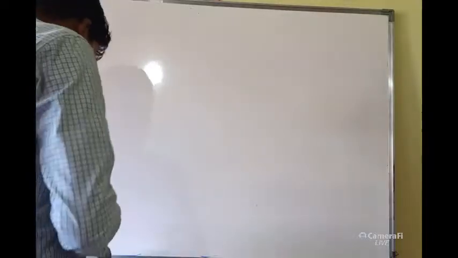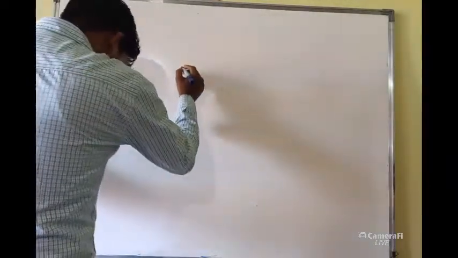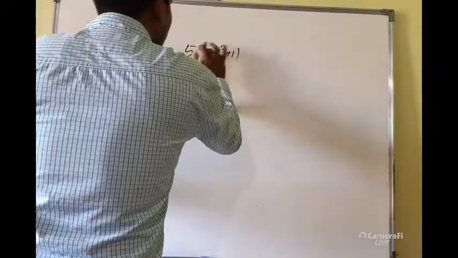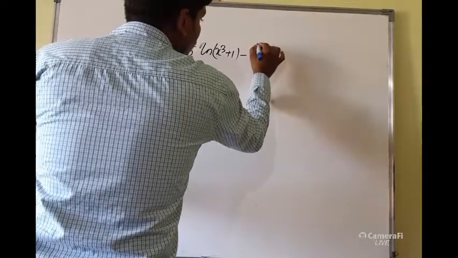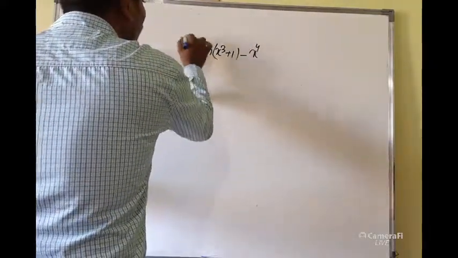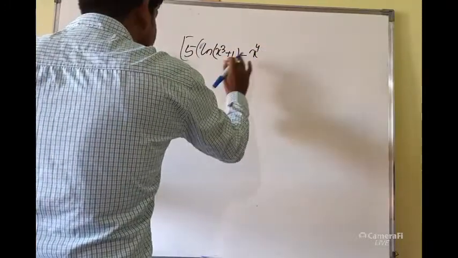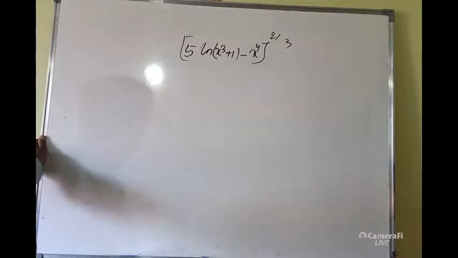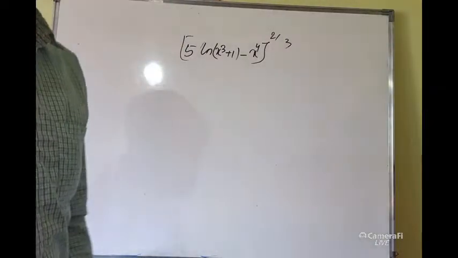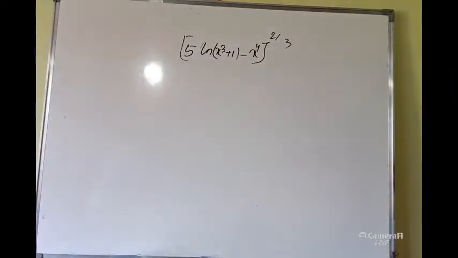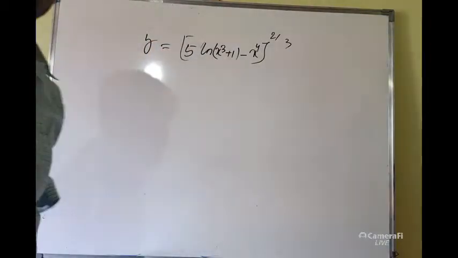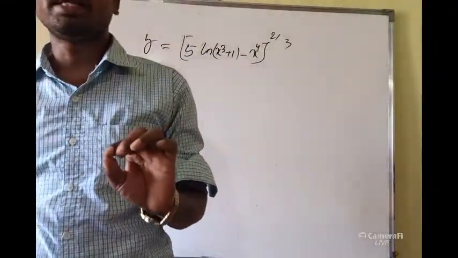Okay, I will start. Now the question is: ln of (x cubed plus 1 minus x to the power 4), then the whole to the power 2/3, multiplied by 5. So 5 times (ln(x^3 + 1) minus x^4) to the power 2/3. Now this is y, and we have to find dy by dx.